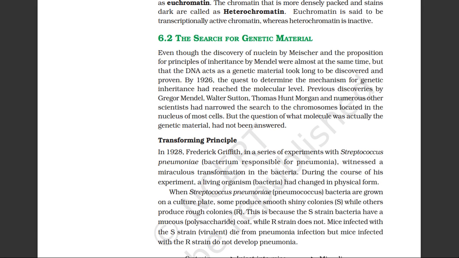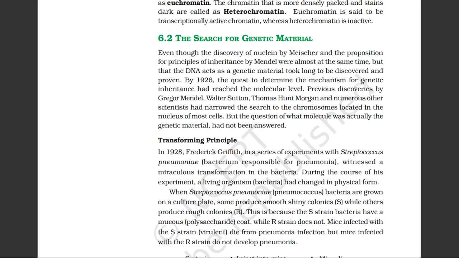Transforming principle. In 1928, Frederick Griffith, in a series of experiments with Streptococcus pneumoniae, the bacterium responsible for pneumonia, witnessed a miraculous transformation in the bacteria. During the course of his experiment, a living organism, bacteria, changed in physical form.